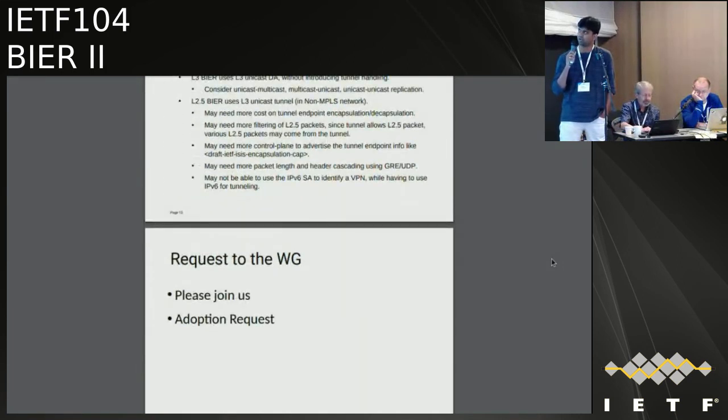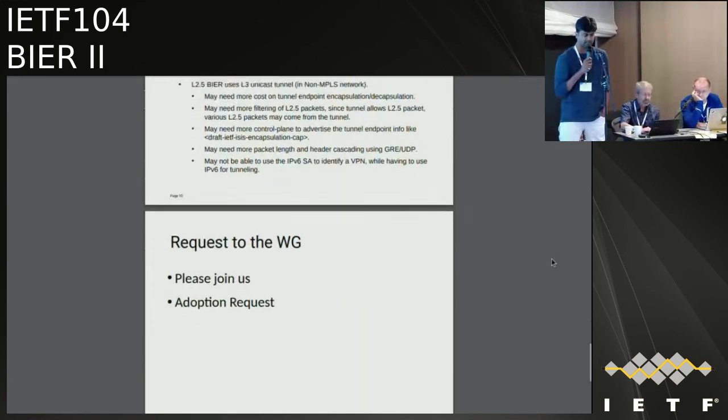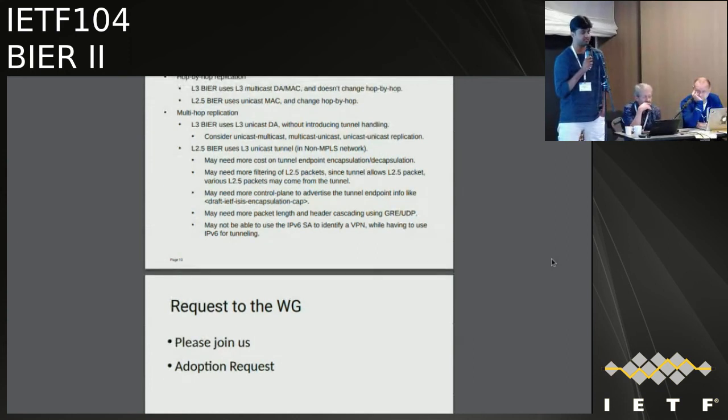And we feel that this encapsulation has some advantages in terms of how to support non-BIER capable nodes, as we have seen that it doesn't really require tunneling. We can make use of the native IPv6 forwarding where the transit nodes can forward the packet just by using the unicast IPv6 destination address.